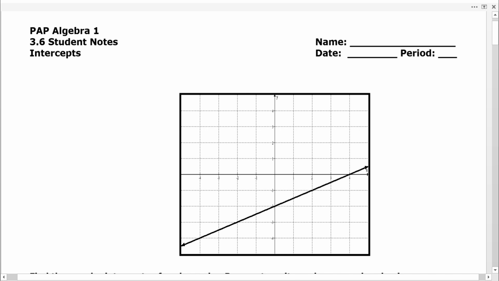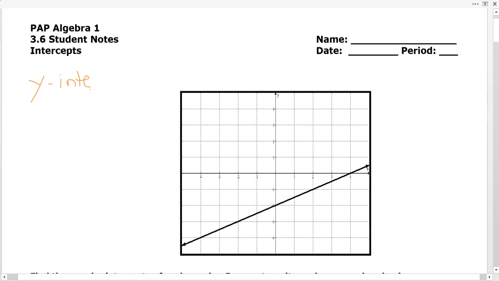All right, we are doing intercepts, x and y intercepts, which is where the line crosses the x and y axes. So that's easy. Ready to go. All right, so the y-intercept is where x equals 0. And so your ordered pair is going to be (0, y).